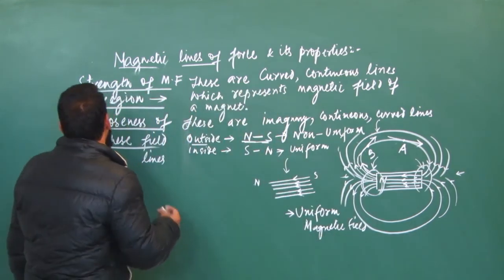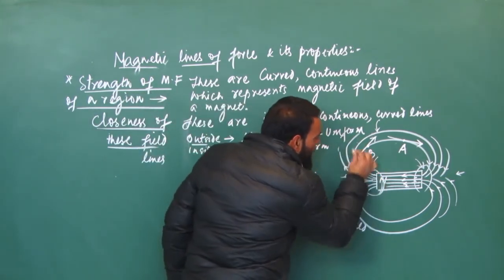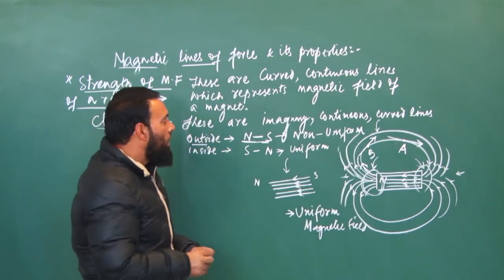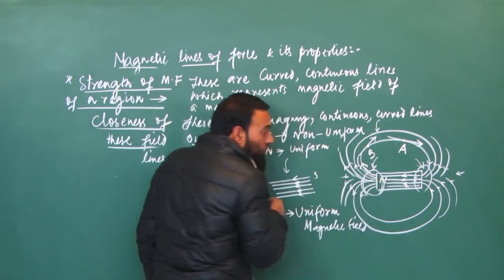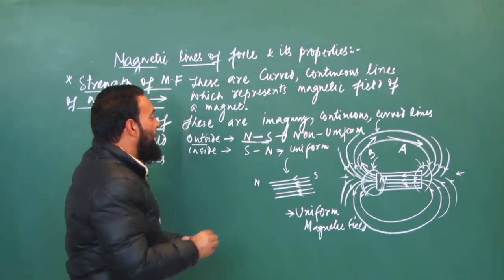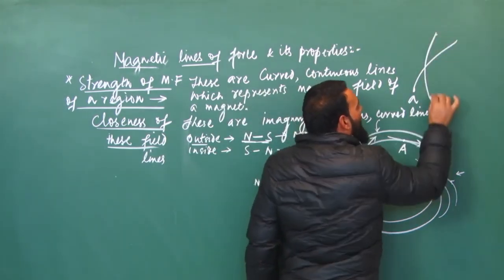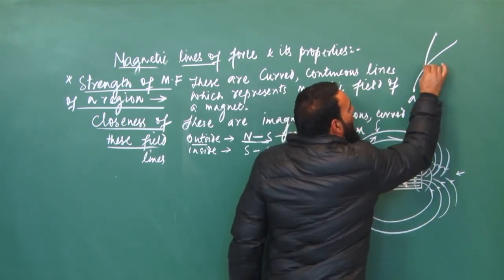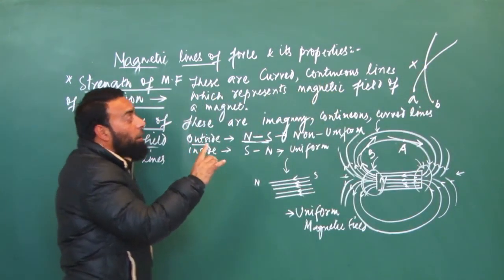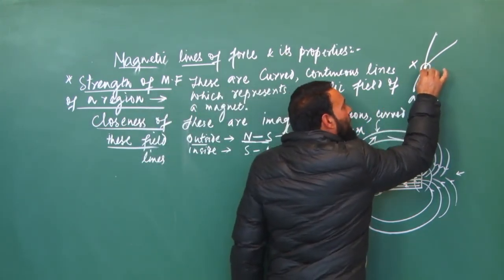Okay. Now another very important property. These magnetic lines of force which arise from north and enter at south never intersect each other. That means two magnetic lines of force never intersect each other. Why? If they intersect, what will happen at that point? For example, this is one magnetic line of force A, and this is a second magnetic line of force B. Let these two magnetic lines of force intersect at point X. So at point X, they are intersecting each other. This point is the point of intersection.